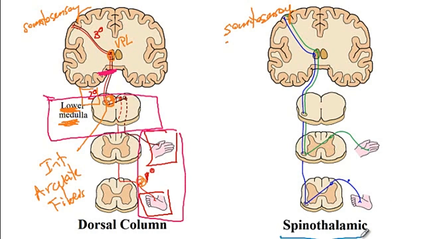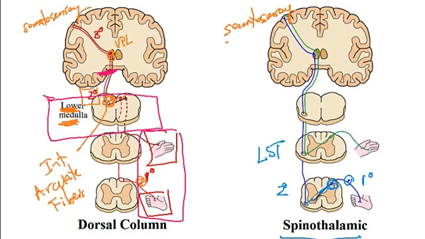Next, we have the spinothalamic tract, which is important for relaying the pain and temperature information. So here we have the primary neuron with the dorsal root ganglion here, and the primary neuron synapses onto the dorsal horn of the spinal cord. And then from there on, the secondary neuron will start. The secondary neuron will decussate at the ventral white commissure. So it will decussate right here and go to the other side, and it will ascend as a lateral spinothalamic tract.